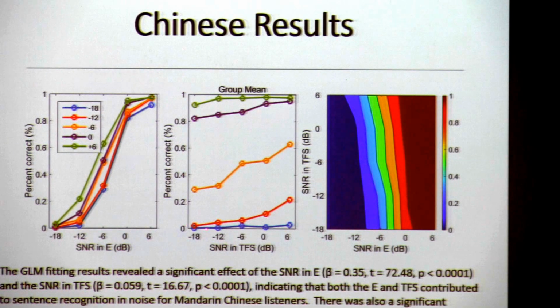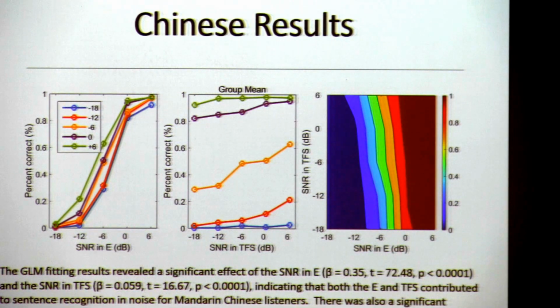So for this blue line here, when the envelope is at -18, sentence recognition scores are once again next to 0. However, as we increase the signal-to-noise ratio of the envelope, sentence recognition scores increase dramatically. We also see a general slope here, indicating that as we increase the temporal fine structure, there tends to be an improvement in sentence recognition scores.